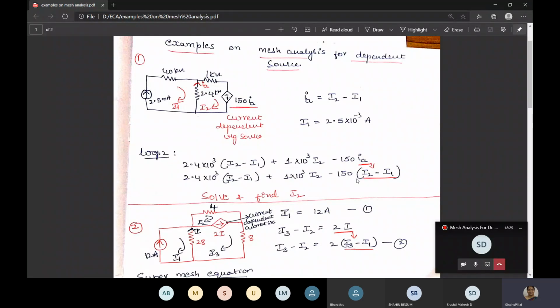Only one unknown is there. You need not go for the determinant form here. You need not go for the equation from the calculator. You just substitute the value of I1 and get I2.